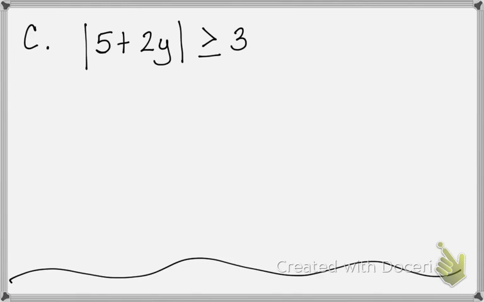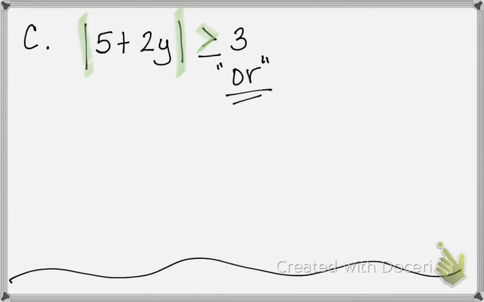All right, so C, you should be getting the hang of this. However, there's a little bit of difference here. If we read this, the absolute value of 5 plus 2y is greater than or equal to. This is an or statement. So we always want to make sure this is alone, meaning nothing's being added or multiplied by it. And then we read it left to right. Greater than or equal to is an or statement.